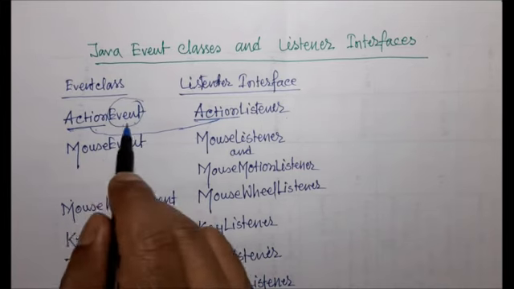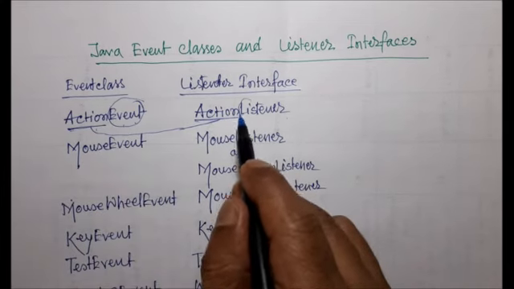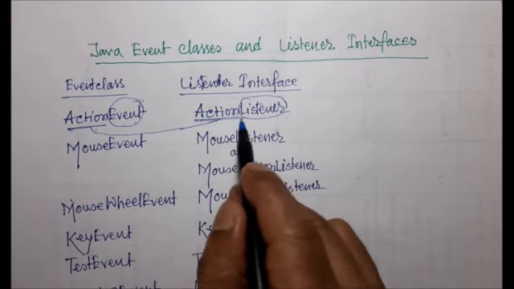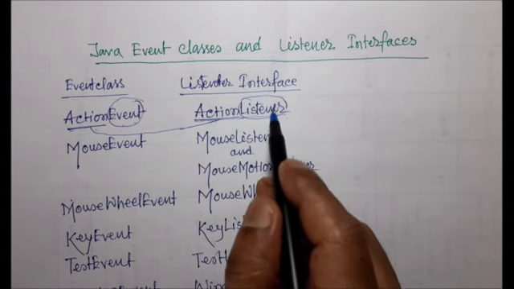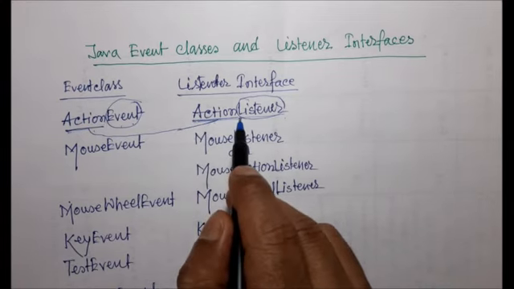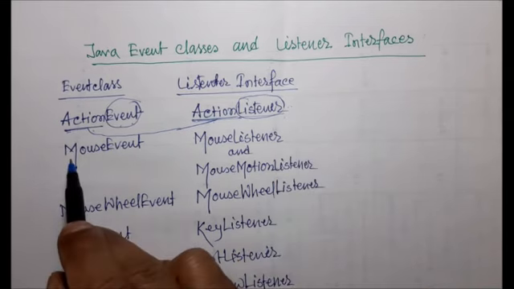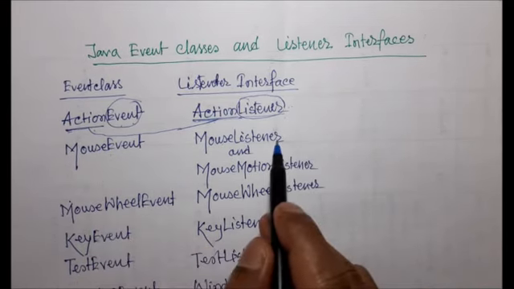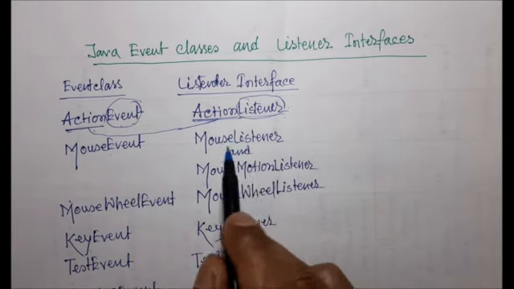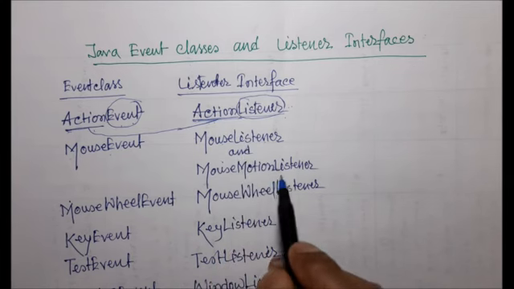Okay, the two words at a time. This is the name of the class, and at the end of every listener there is a listener word. For action event, we write action listener. Second, mouse event, mouse listener, and we have two listeners for mouse event. One is mouse listener, another is mouse motion listener.